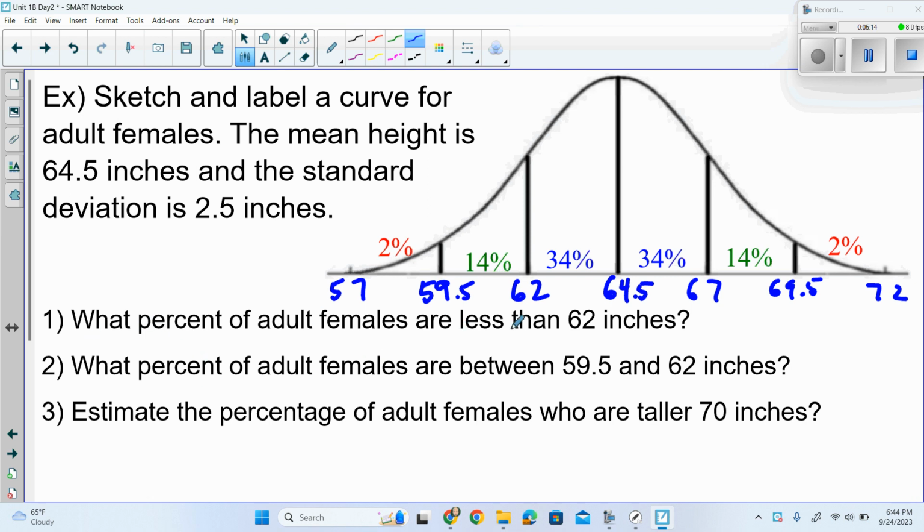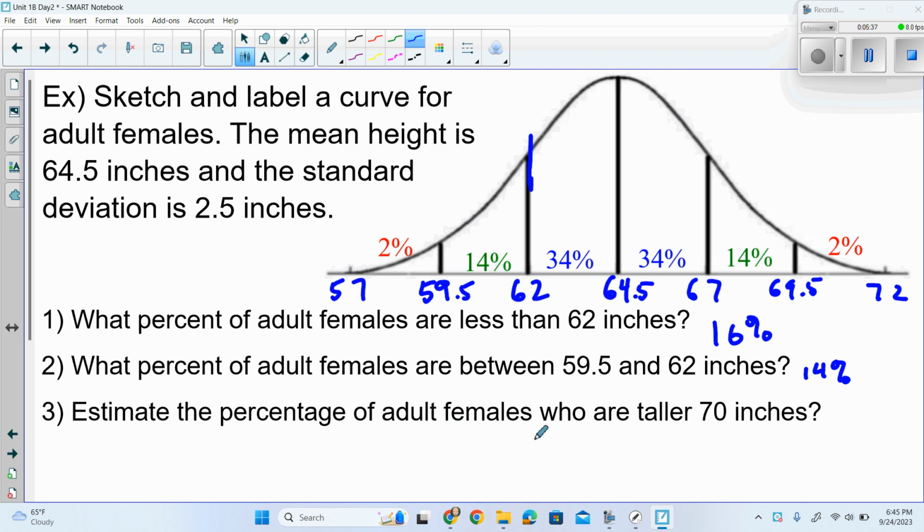What percent of adult females are less than 62? Add up all the numbers to the left, 16%. Once you try these without me finishing, just hit pause and see if you can figure this stuff out. Okay. What percent of adult females are between 59.5 and 62? Well, that's only 14. It's pretty easy.